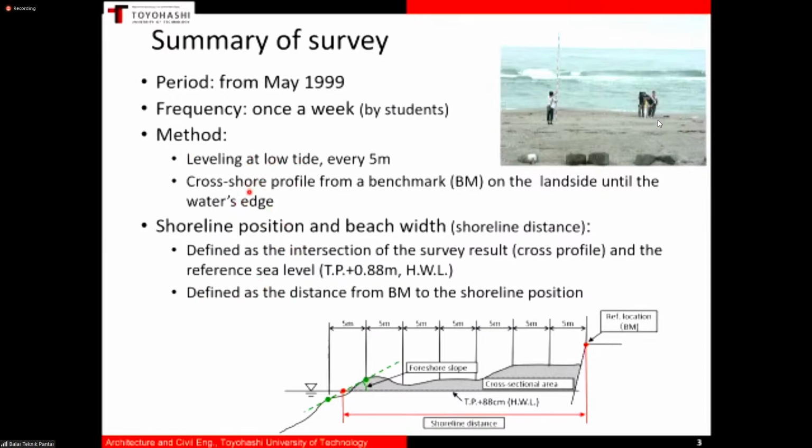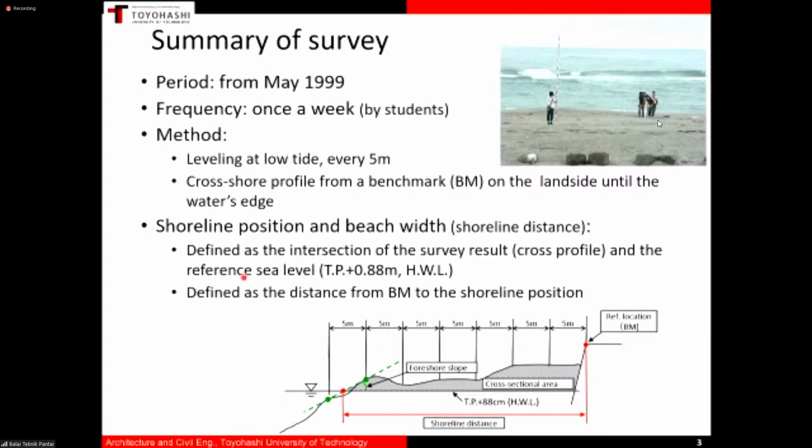Then from this leveling, we measure the cross-shore profile from the benchmark. It means the land side reference location until the water edge. The shoreline position at the beach is measured by leveling like this, every 5 meters.